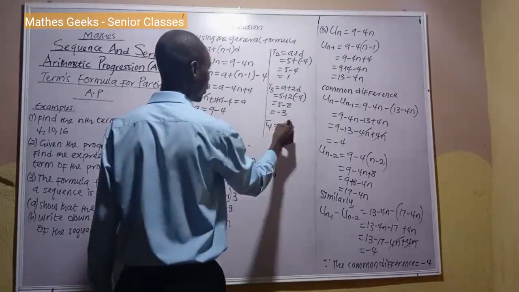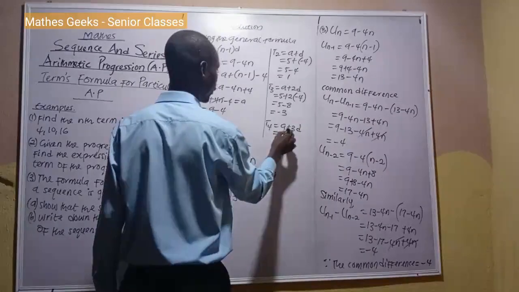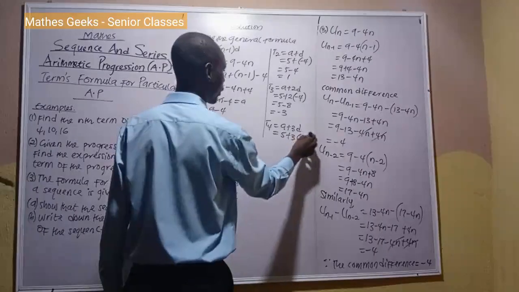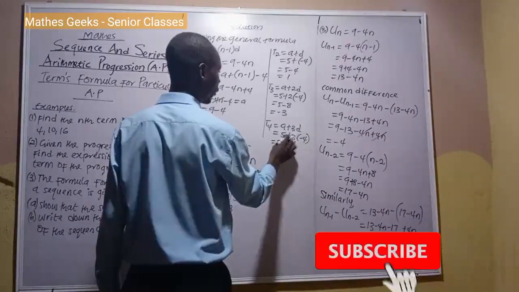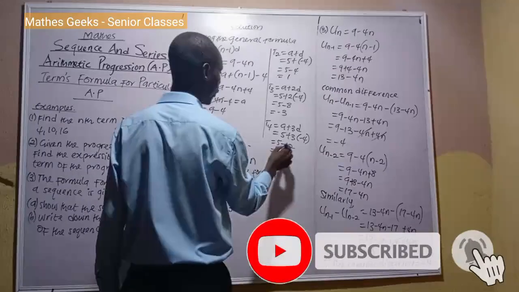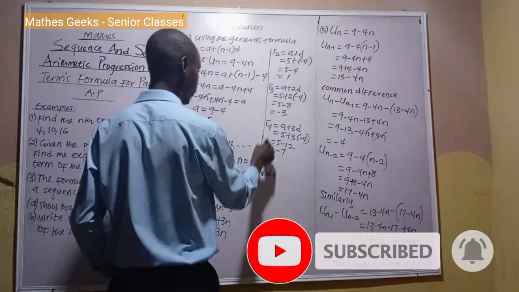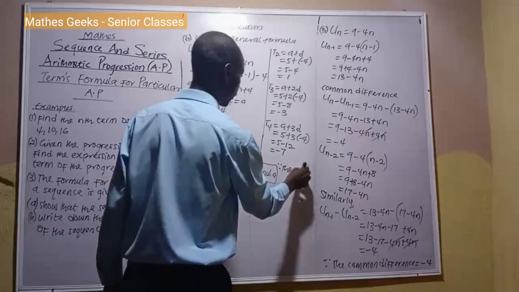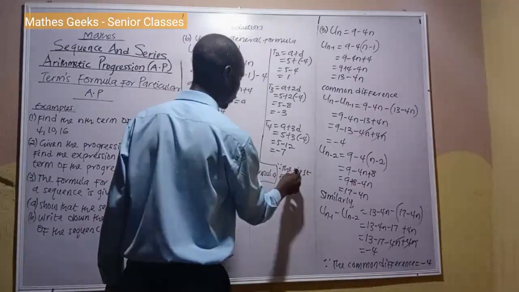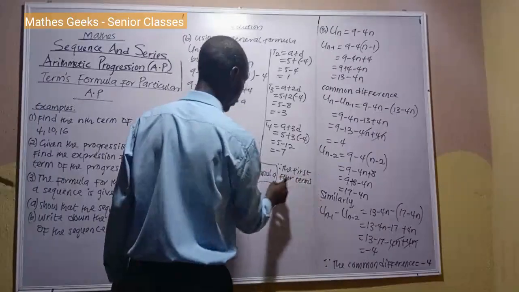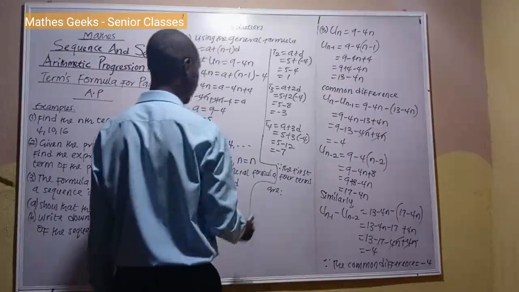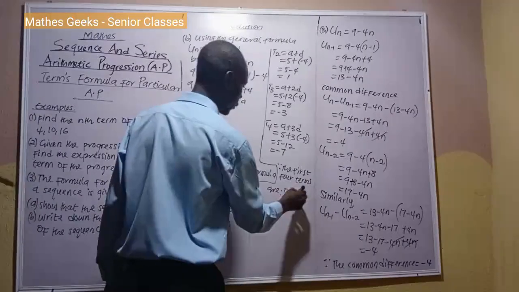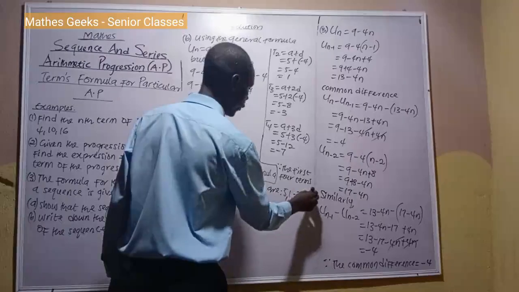T4 is equal to a plus 3d. That's equal to 5 plus 3 times minus 4. 5 plus 3 times minus 4 is minus 12. That's equal to minus 7. So therefore, the first 4 terms are 5, 1, minus 3, minus 7.